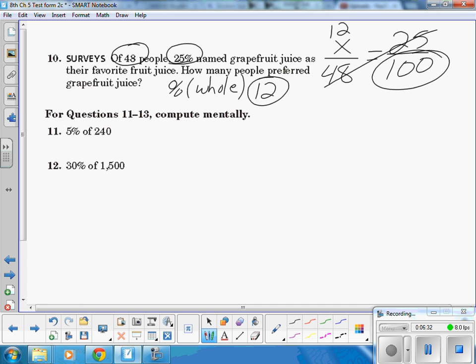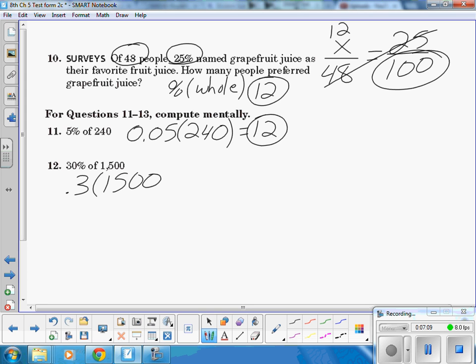For number 11, 5% of 240 on your calculator, 0.05 times 240. Now, some of you might be saying, well, Mr. Altobelli, it says to compute this mentally. Yes, it does, but we skipped this lesson, and we are using a calculator to find our answers. So you do not have to do it mentally. You can just use the calculator, and you get an answer of 12. 5% of 240. Same thing with number 12, 30% of 1,500. That's going to be 0.3 times 1,500.